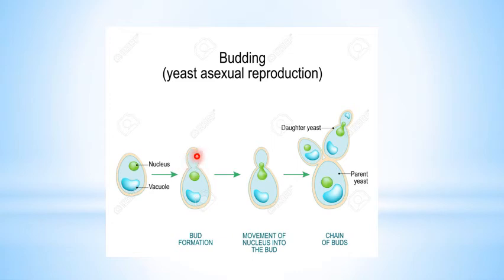The outgrowth of the parent cell is known as the bud. The bud formation is followed by the division of the nuclei, and a part of the nuclei enters into the bud, and these are the daughter yeast. They will separate from the parent and develop into new yeast. But as we discussed earlier, they may not separate and new buds may form. So these are the chain of buds in yeast, but ultimately they will separate and form new daughter yeast, same as the parent.